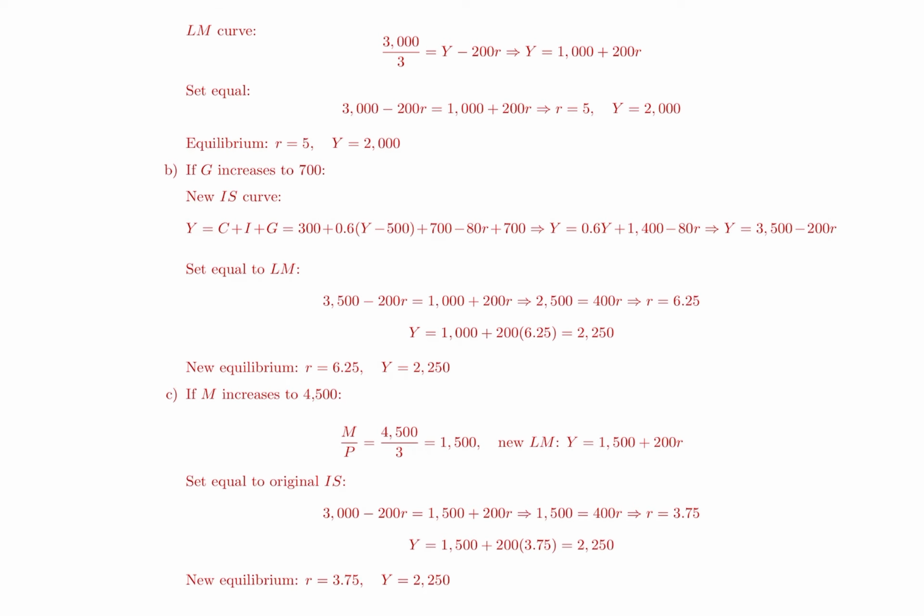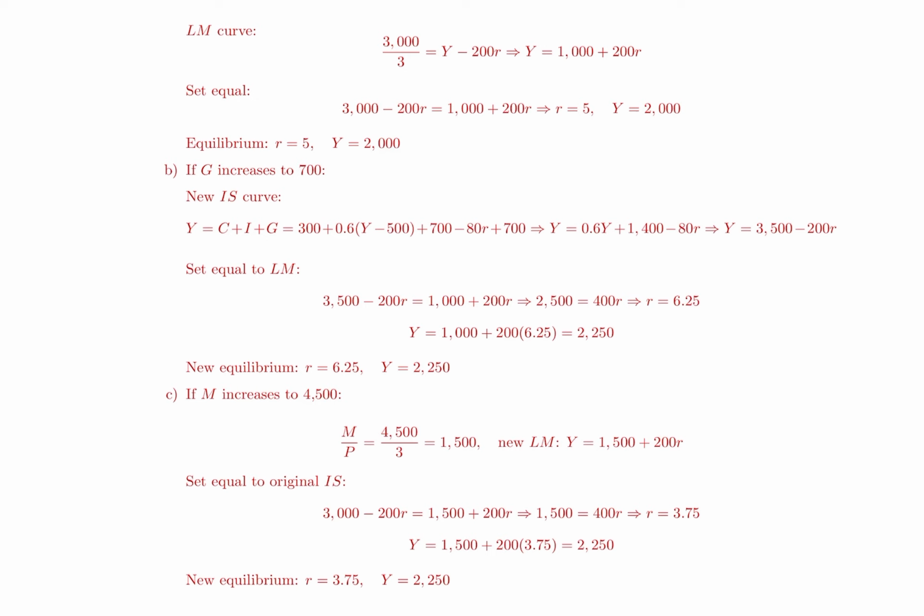C. If M increases to 4500, first update LM, then we get Y equals 1500 plus 200R. Set initial IS equals new LM, and we find R equals 3.75 and Y equals 2250. So the new equilibrium is interest rate R equals 3.75 and output Y equals 2250.